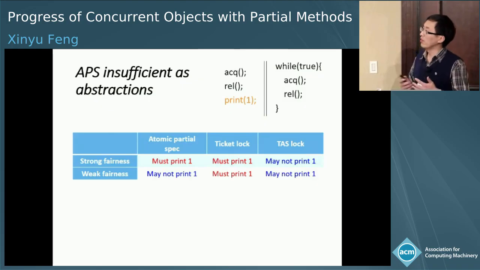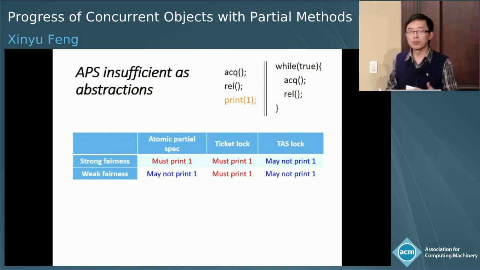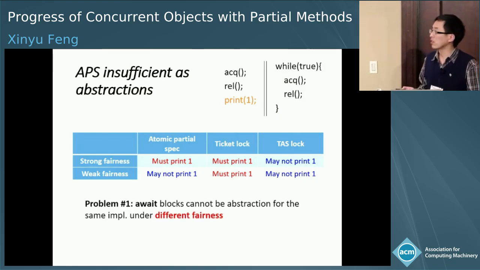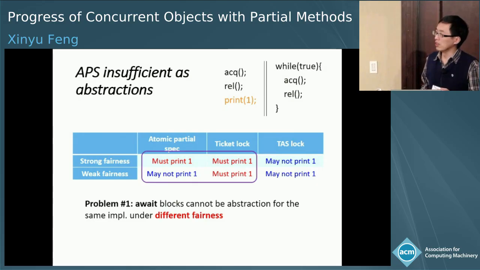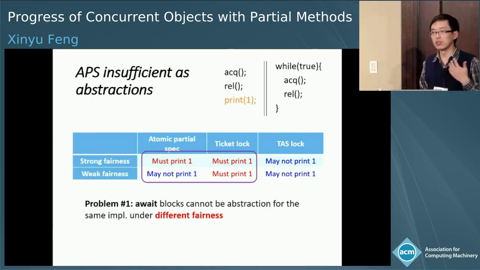So now we have this table. We have this client, and we have 3 different lock implementations. We have 2 different fairness notions, and this is a summary of the behavior of the client in these different settings. So now the problem becomes obvious. As I explained, the first problem is that this atomic partial spec, this await block, is sensitive to fairness, which means that if we consider just ticket lock, for instance, its behavior is the same for different fairness, but await has different behaviors, which means we cannot just use it for the implementation under different fairness.